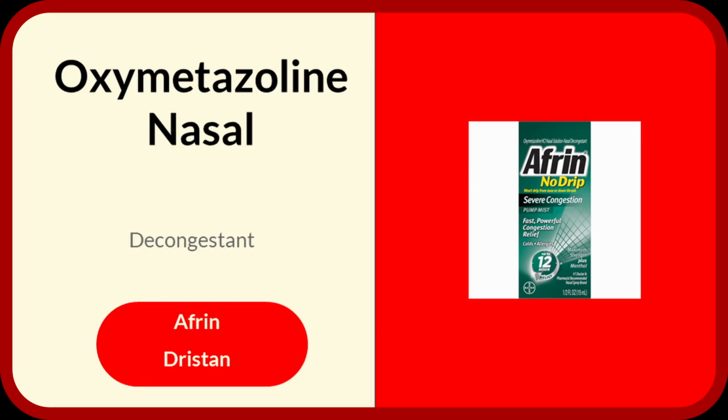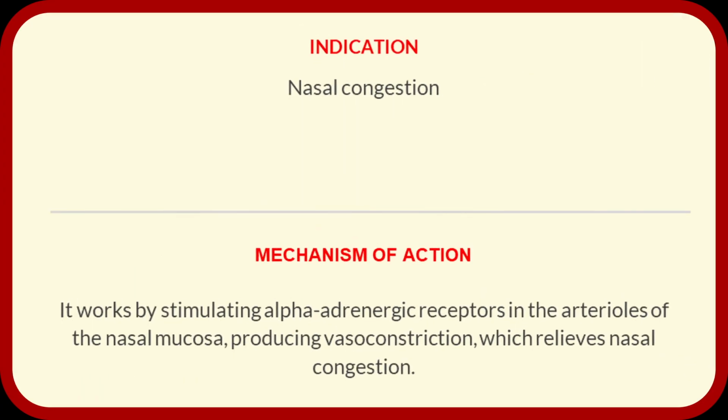Oxymetazoline nasal, found in brands like Afrin or Dristan, is used for relief from nasal congestion. It works by stimulating alpha-adrenergic receptors in the arterioles of the nasal mucosa, producing vasoconstriction, which relieves nasal congestion.